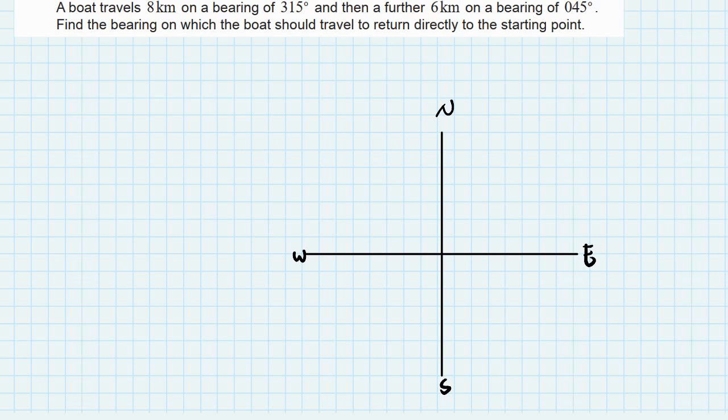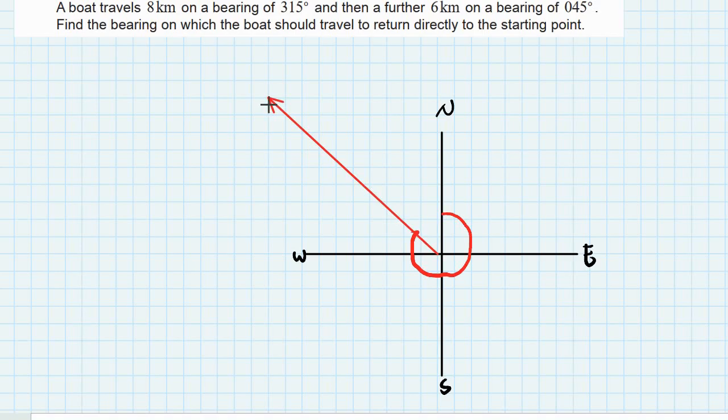The first direction is a bearing of 315 degrees. 315 is 90 plus 90 plus 90, which is 270, plus 45. So the direction will be 45 degrees here, and the distance is 8.